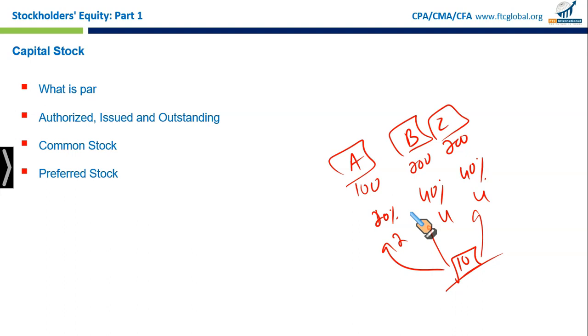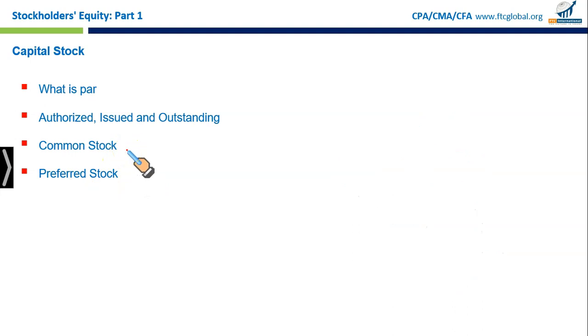Next, we have the preferred stock. Remember, preferred stock is preferred over common stock because if the company earns profit, the dividends are first given to preferred stockholders, then to common stockholders. If the company is liquidated and the liquidation proceeds are being distributed, first they are given to preferred stockholders, and if anything is left after preferred stockholders get their share of liquidation proceeds, only then will common stockholders get. So this is an important point to remember.